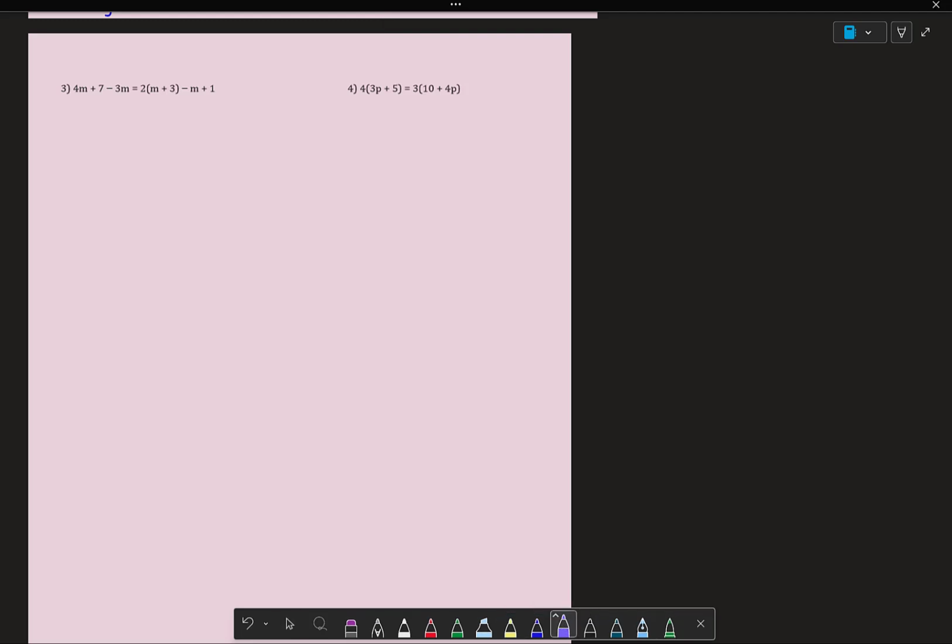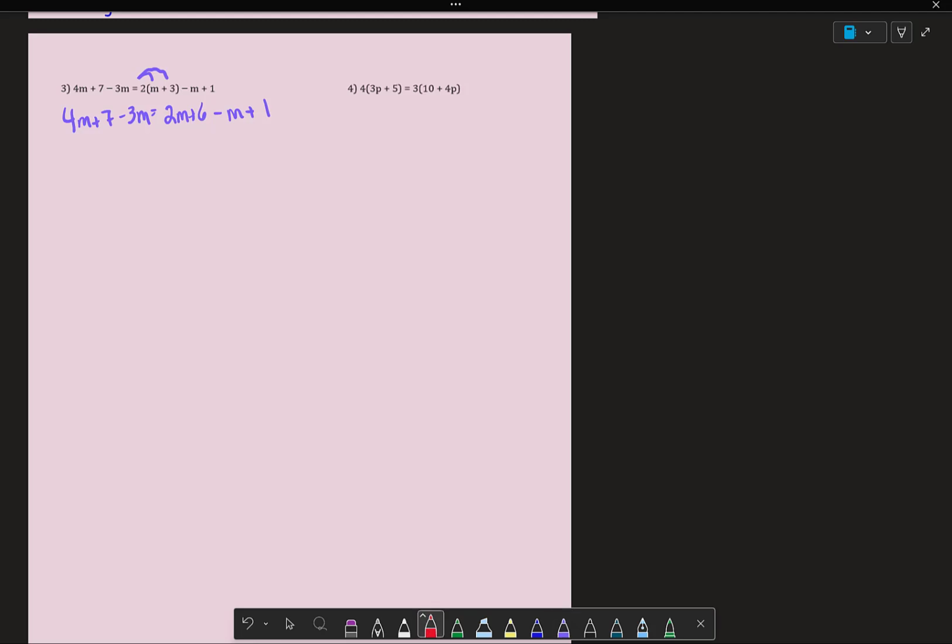So number 3's got a lot going on. But first off, we're just going to follow the steps. We want to eliminate the parentheses first. So I'm going to rewrite everything in the problem just below. 4m plus 7 minus 3m. And when I distribute the 2, I get 2m plus 6 minus m plus 1. So the only thing that changed in that first step was distributing that 2.